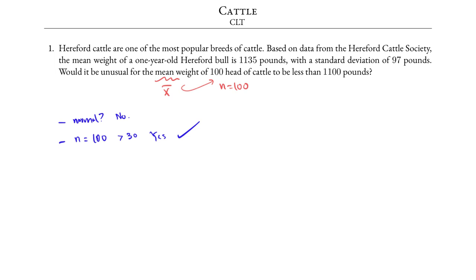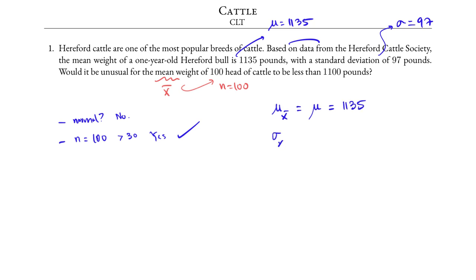Once we check the condition, we need to find the mean and the standard deviation of the sampling distribution. The mean of the sampling distribution is the same as the old mean. From the data from the Hereford Cattle Society, we assume that this is from the population where the mean mu is 1135 and the standard deviation sigma equals 97. And so the mean of the sampling distribution is the same as the mean of the population, which is 1135 pounds.